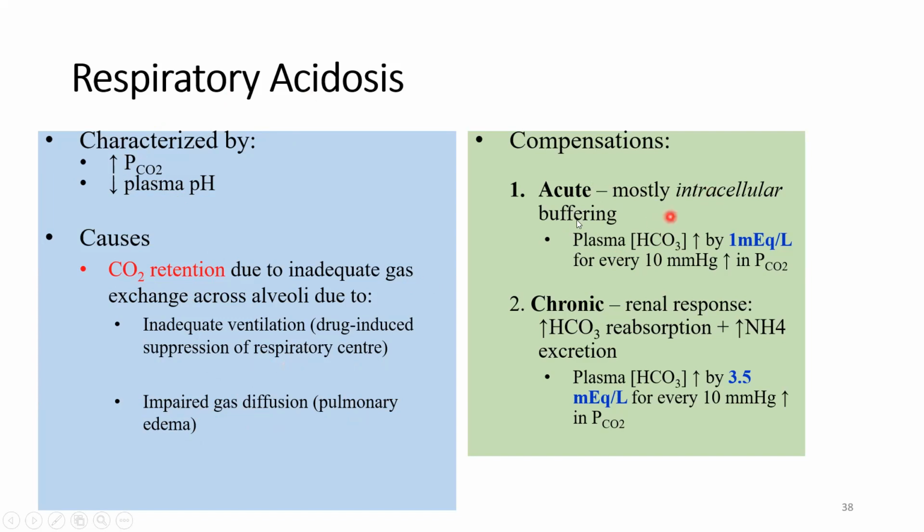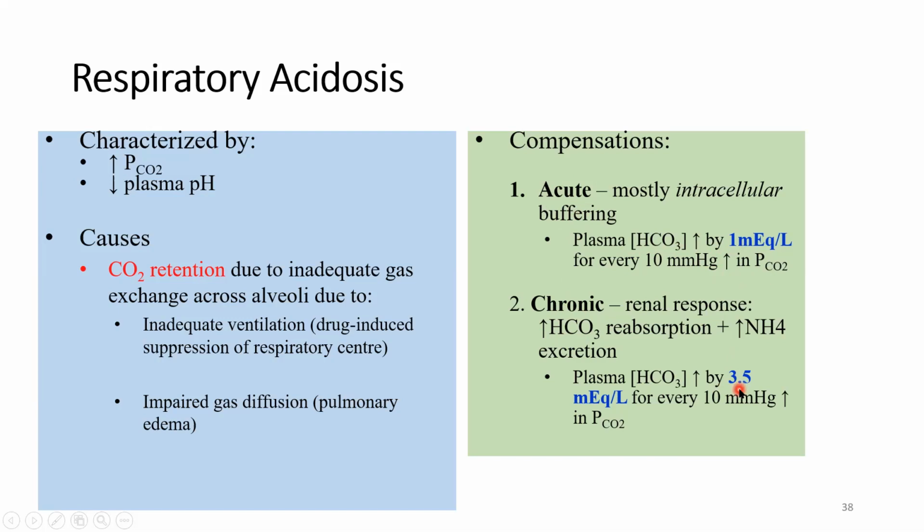Acute intracellular buffering basically is there, as usual. You want the kidney, remember the rule of thumb, you want the kidney to come to the rescue. So in the acute phase, plasma bicarbonate is duly increased by 1 milliequivalent per liter for every 10 mmHg increase in PCO2. So the increase has been quantified, and the rescue has also been quantified. For each 10 mmHg increase in PCO2, you have 1 milliequivalent per liter increase in plasma bicarbonate in acute respiratory acidosis, as opposed to chronic, in which this value becomes 3.5.